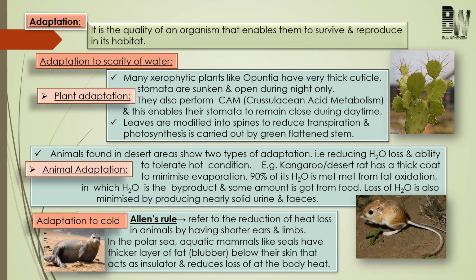Hello student, again coming back to chapter number 13, that is organism and population. In this class we will discuss adaptation. Adaptation is actually the ability of the organism that enables them to survive and reproduce in its habitat.